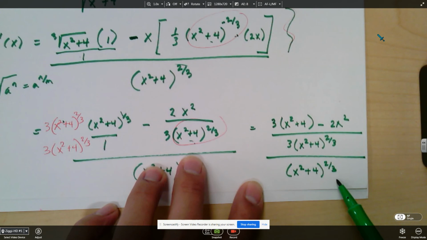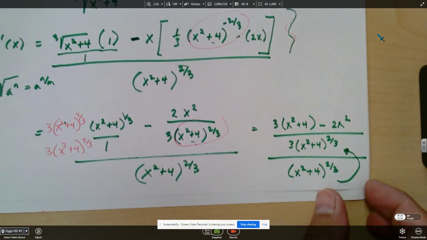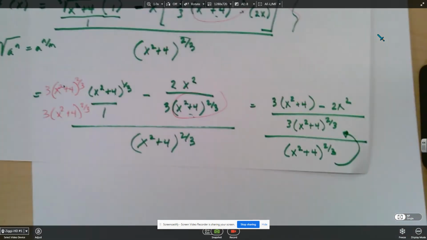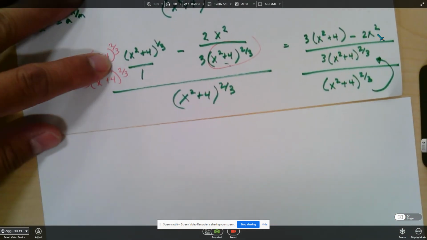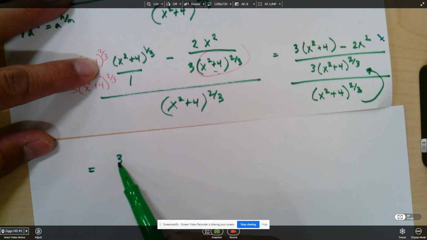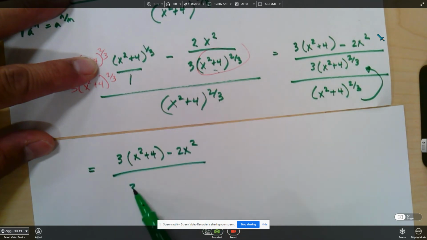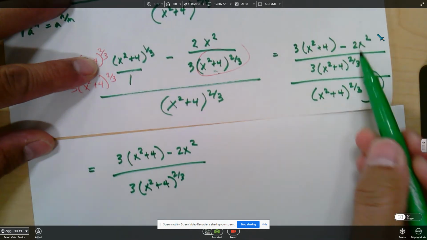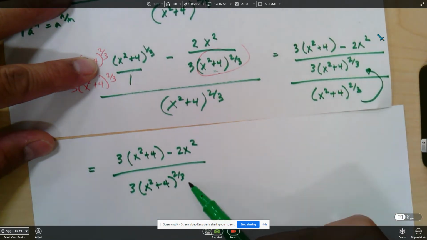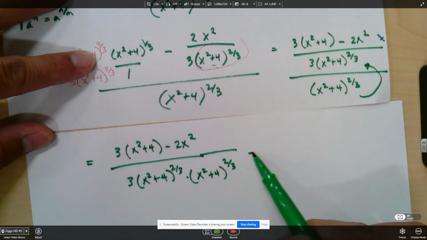Okay, now that you get to here, this part down here will land right there in the next line, because the next part to that is saying you have this times the reciprocal of that. So your next line, now you have a 3x squared plus 4. That's just all of this. And then this part lands right next to it. So that's your next line.